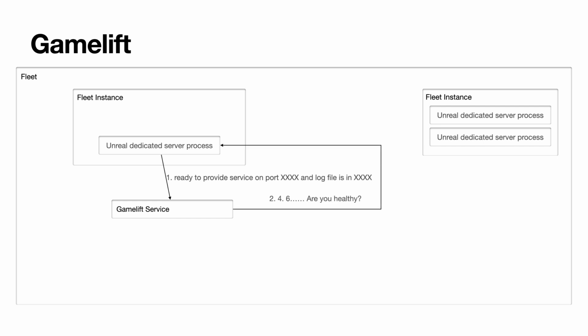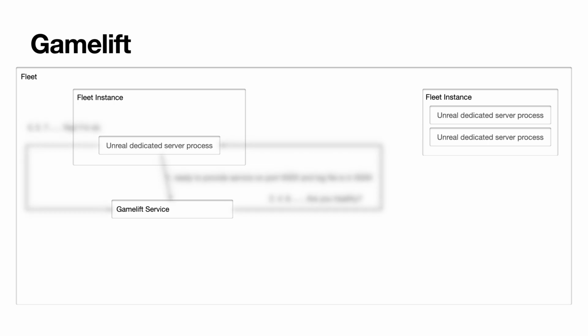And after that, the GameLift service will add the Unreal dedicated server process into its dictionary and keep asking every process in the dictionary periodically if it's still healthy and running by triggering the health check function inside the process parameter. If a process can't reply to the health check on time, the GameLift service will terminate it automatically.